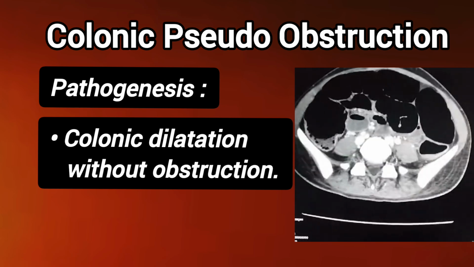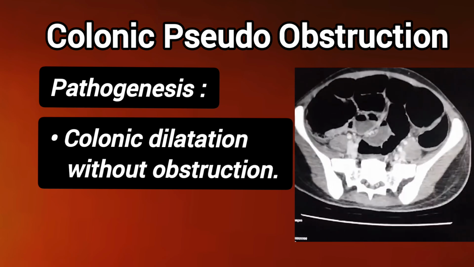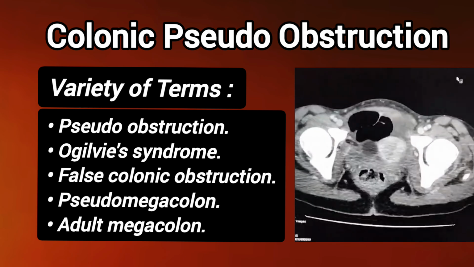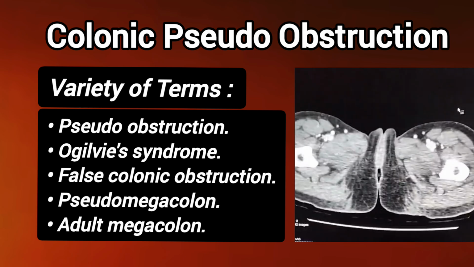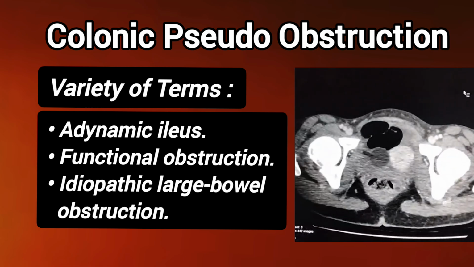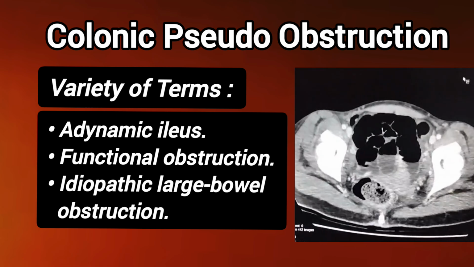Pathogenesis of colonic dilatation without obstruction has led to a variety of terms for the disease, including pseudoobstruction, Ogilvie's syndrome, false colonic obstruction, pseudomegacolon, adult megacolon, adynamic ileus, functional obstruction, and idiopathic large bowel obstruction.